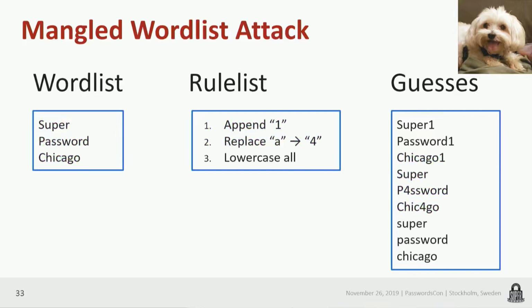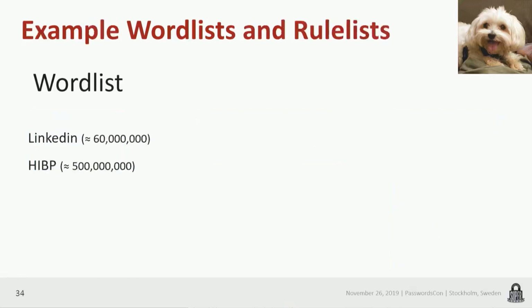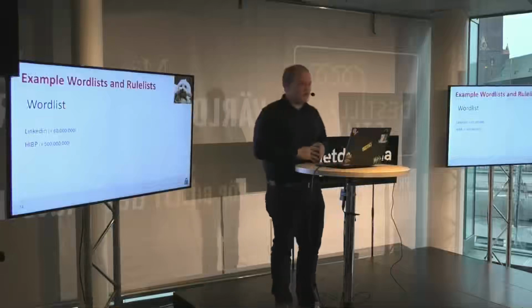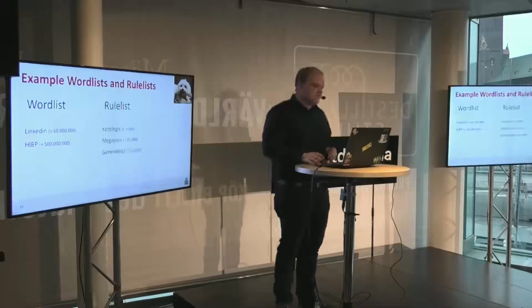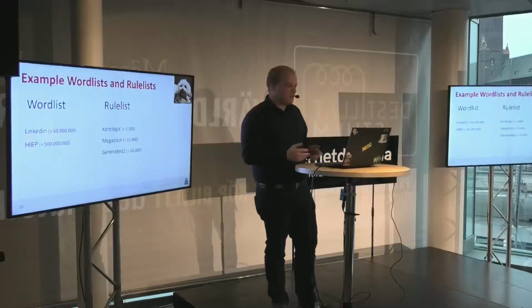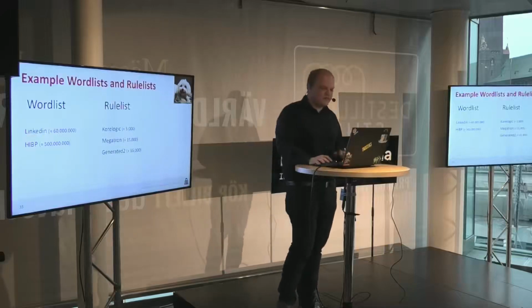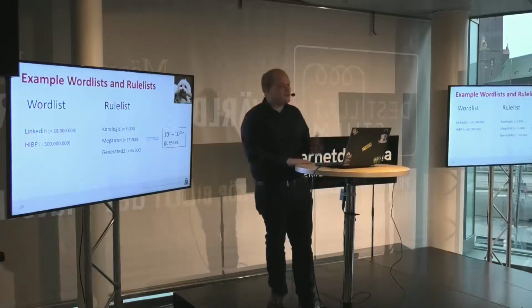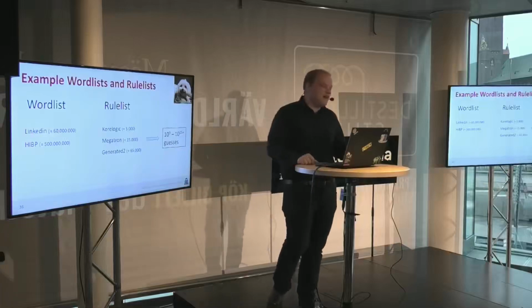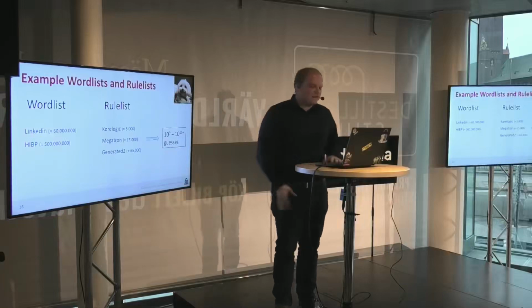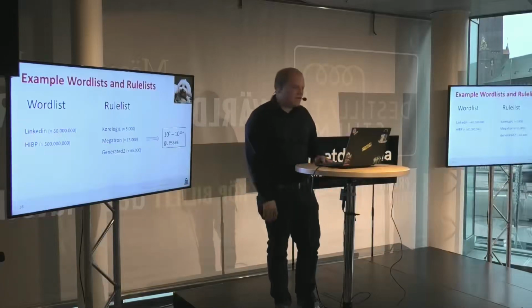So you might wonder, how does such a word and rule list look in practice? A word list can have 60 million passwords, up to 500 million passwords. They can be bigger or smaller. And a rule list, well, there's one that has 64 rules, one with 5,000 rules, and one with 65,000 rules. It could be more. If you do the math, you will see that you have, at the very end, a trillion or a billion, a quadrillion of guesses. It's a very large number.